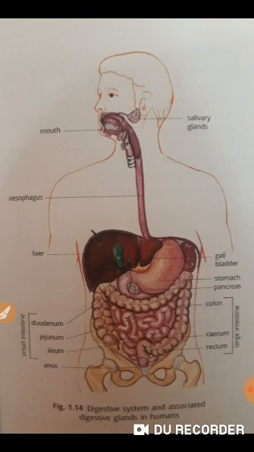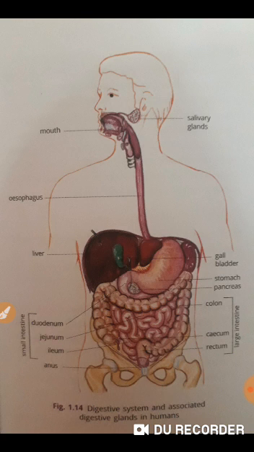Once it goes to the duodenum, then pancreatic enzymes are released there. They will not work in the acidic medium. Medium should be alkaline, and it is the bile which creates that alkaline medium. I hope I am clear.